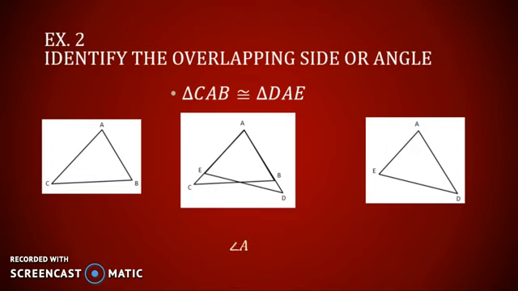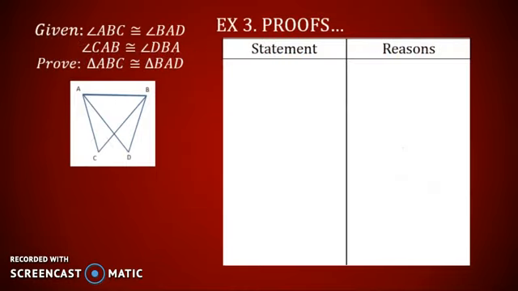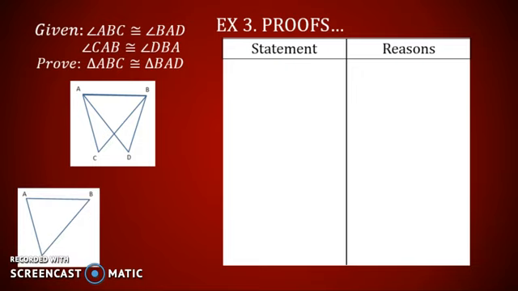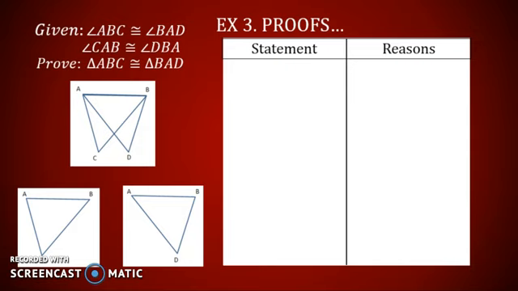So now let's look at a couple of proofs. The first one, obviously our givens are angle ABC is congruent to angle BAD, and that angle CAB is congruent to angle DBA. But the very first thing we need to do is separate our triangles. In any question with overlapping triangles, separate your triangles in order to figure out what the reflexive part is and in order to mark it to get the correct triangle congruence.